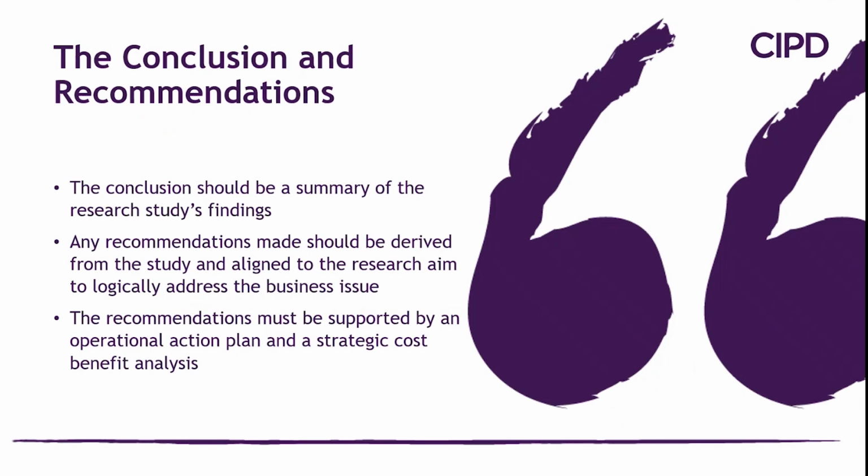The next section then will be the conclusion. The conclusion should be a summary of the research findings. So that will include a holistic summary of the secondary and the primary findings. And it's from this study that you will then be forming your recommendations. Remembering then that these recommendations need to be aligned to the research aim and therefore logically address the business issue.